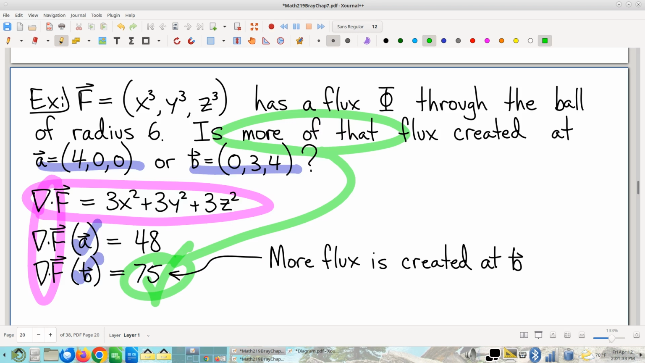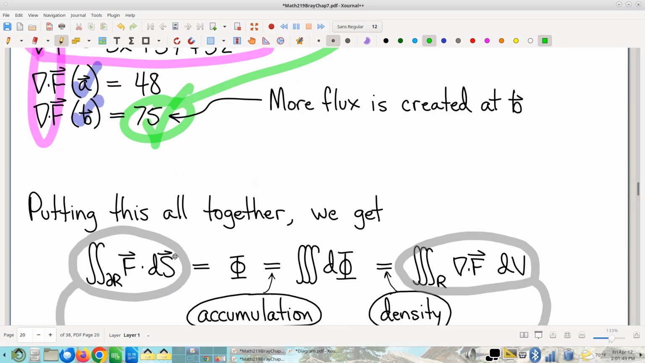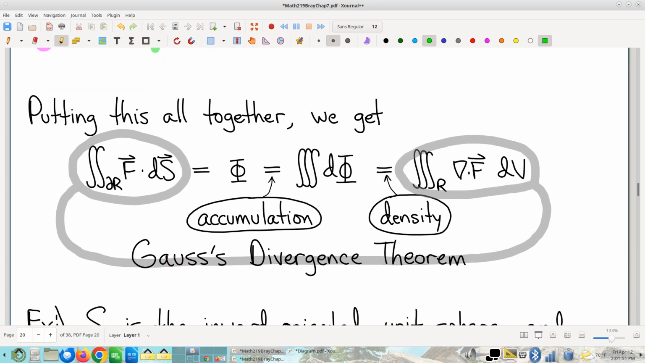The purpose of this example was to underscore the geometric interpretation of divergence as being flux density, as being where the flux is coming from, etc. So now back to developing the theorem. We have all the pieces. We just have to snap them together at this point like Legos. We have this quantity called boundary flux.